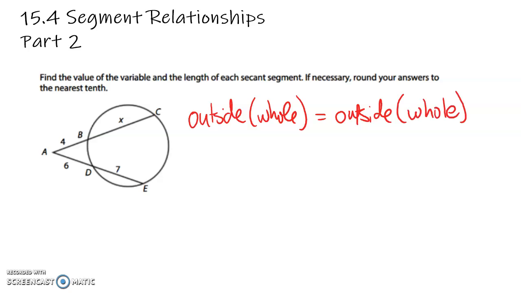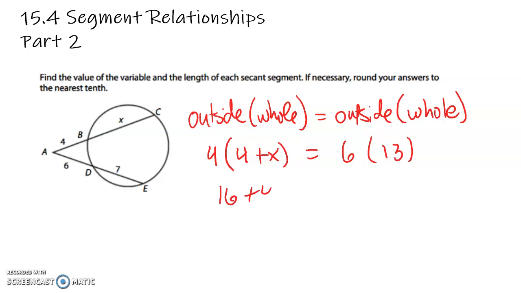So let's take a look at AC. The outside portion of AC is 4, and the whole thing is 4 and x, so that's 4 plus x. We're going to set that equal to the outside portion of the other secant, which is 6, times the whole thing, 6 plus 7, is 13. Simplify, and go ahead and keep continuing to solve for x.